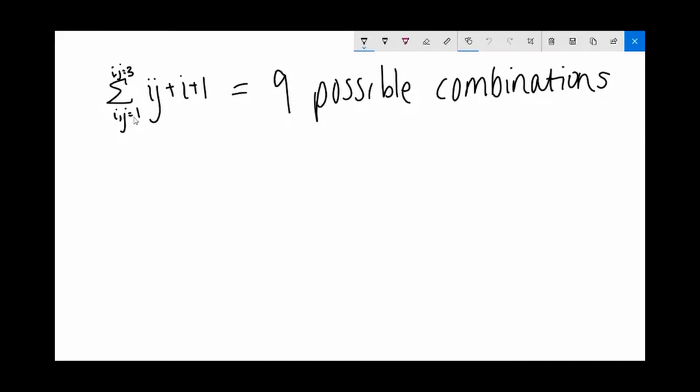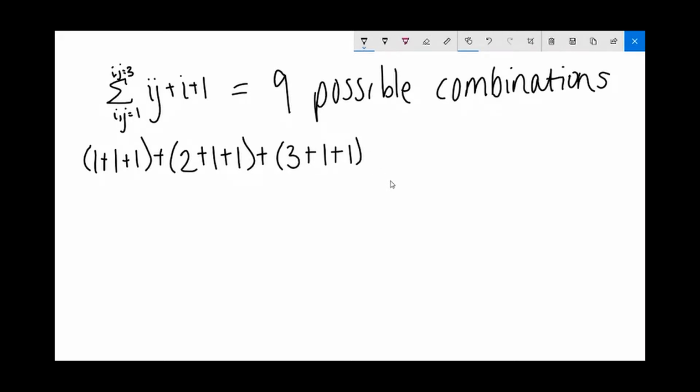So starting with our first combination, let's take i equals 1 and j equals 1. So then ij will be 1 plus i, which is 1, plus 1. So that's our first term. Next, if we take i to be 1 and j to be 2, then ij will be 2 plus 1 plus 1. And then next, taking i to be 1 again, but j to be 3, we will get 3 plus 1 plus 1.